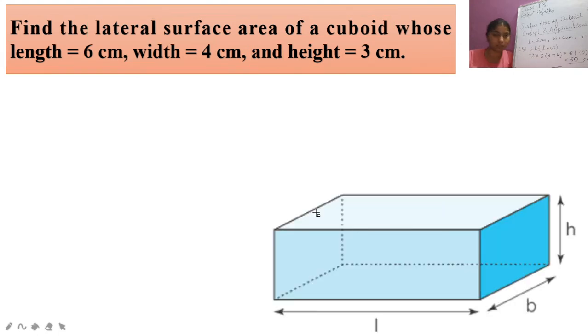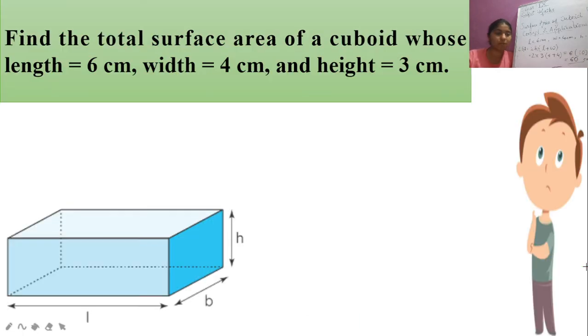So see, I have made this cuboid also. So we have length, breadth and height. So that way we do it for this cuboid also. Now students, you have to find the total surface area of a cuboid. So how will you proceed with this? Do you know what the total surface area of a cuboid is?